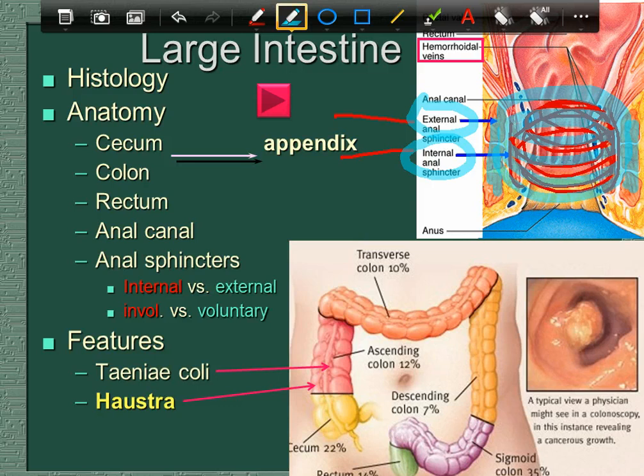And the internal sphincter is smooth muscle, parasympathetically controlled. And the external sphincter is voluntary. It's skeletal muscle.